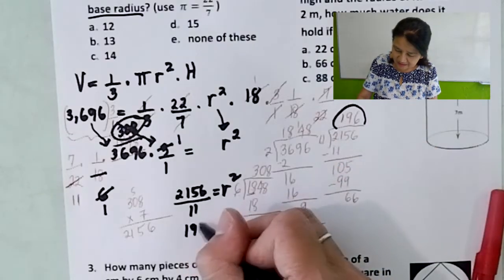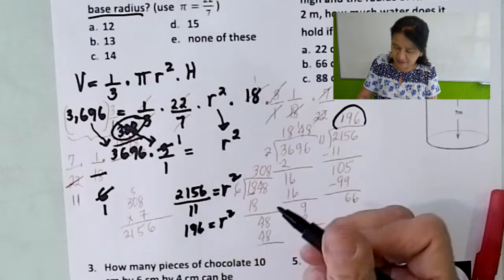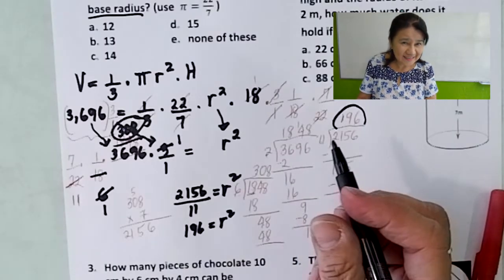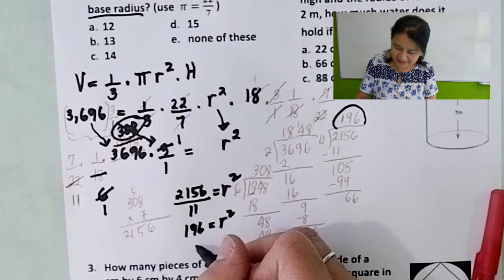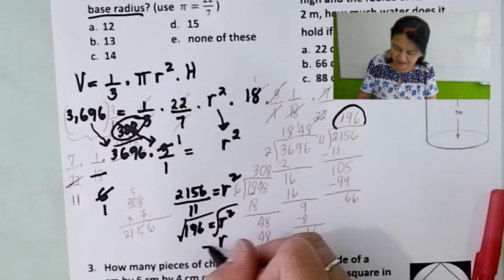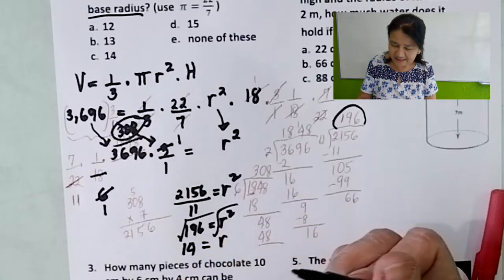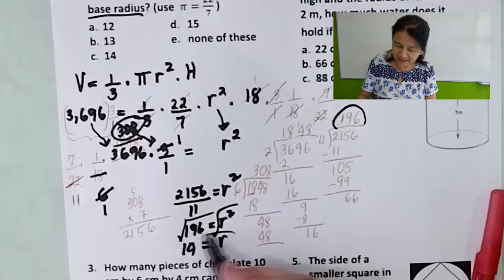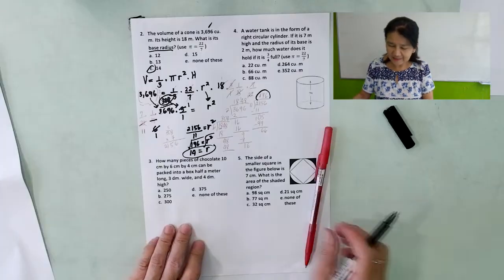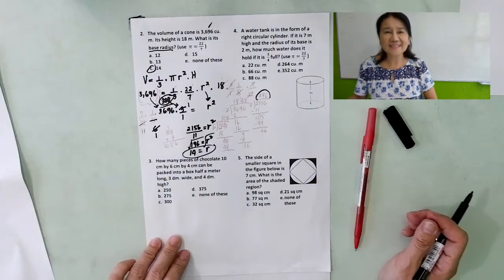So we get 196 is equal to r squared. And you know that 196 is 14 squared. So therefore, if you take the square root of both sides, r is equal to 14. There. So our final answer is 14. That is letter C. Problem number 3.